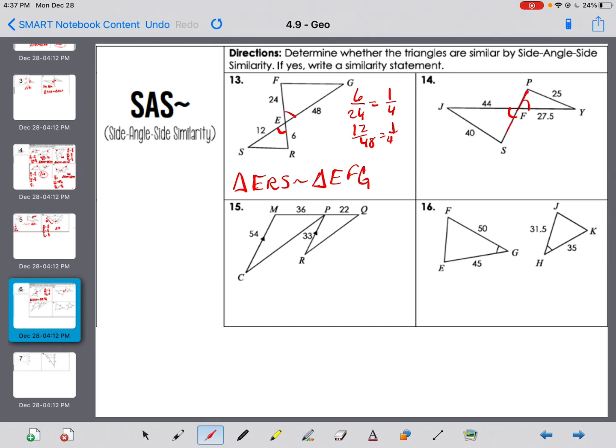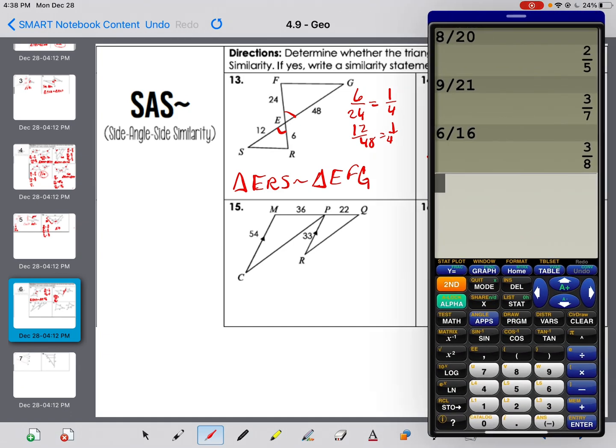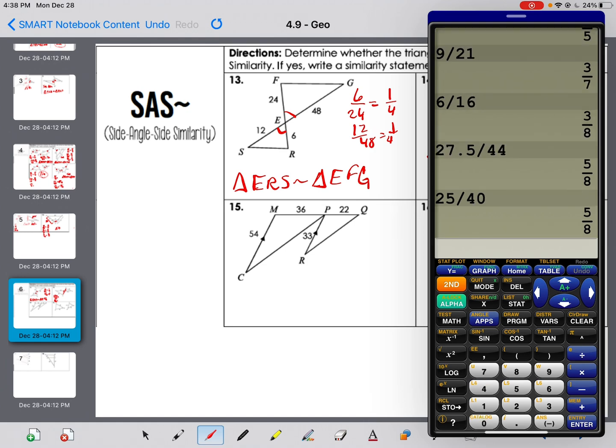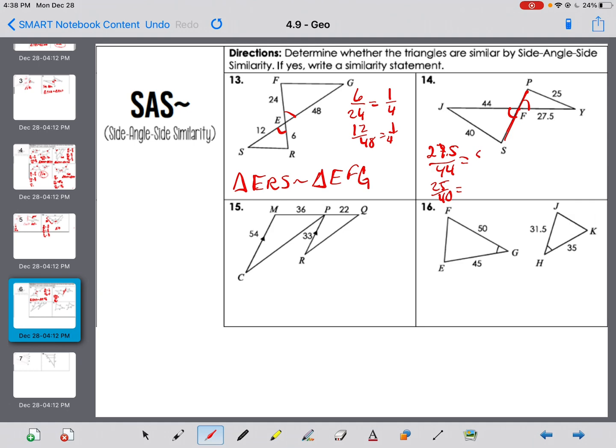14, verticals, always similar with the verts. Usually this thing is going to be proportional to that thing, and so on and so forth. So 27.5 over 44 and 25 over 40. So let's try that one. 27.5 divided by 44 is 5/8. And what was the other one? 25 divided by 40. 25 divided by 40 is 5/8. They're both 5/8, so that's a yes. 5/8. 5/8.